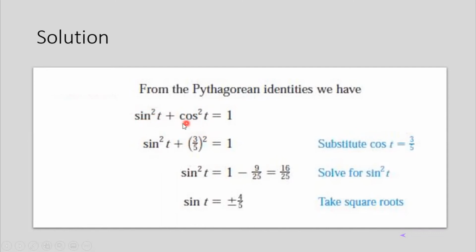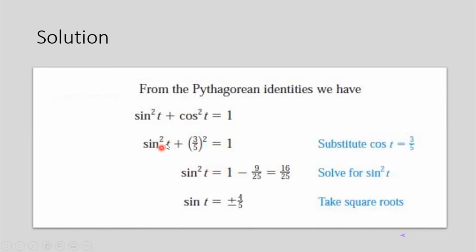Okay? So if we have cosine t, which is 3 over 5, and we have cosine squared t, therefore we have the quantity 3 over 5 squared, then equal to 1. Okay? Then you solve for the value of sine of t.